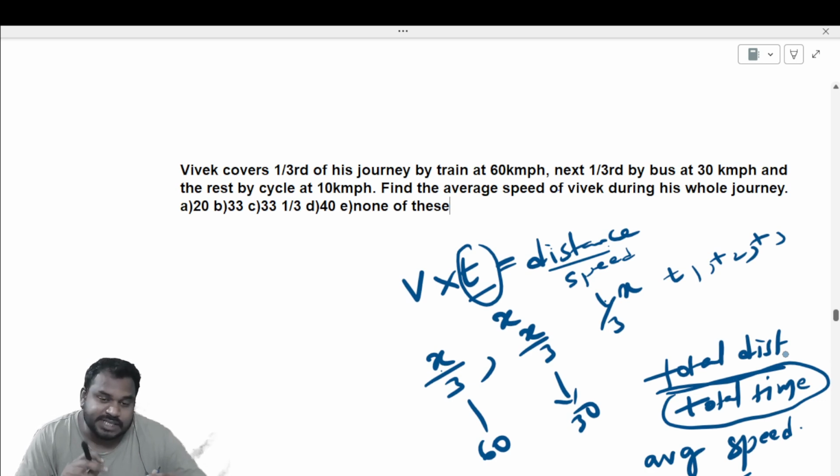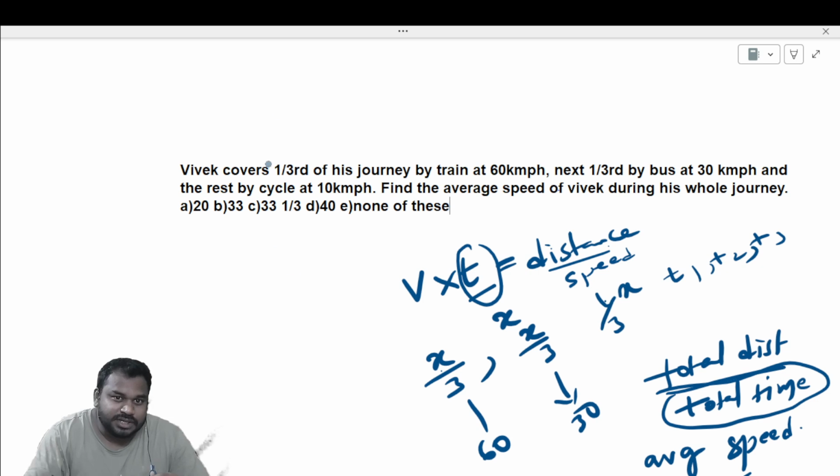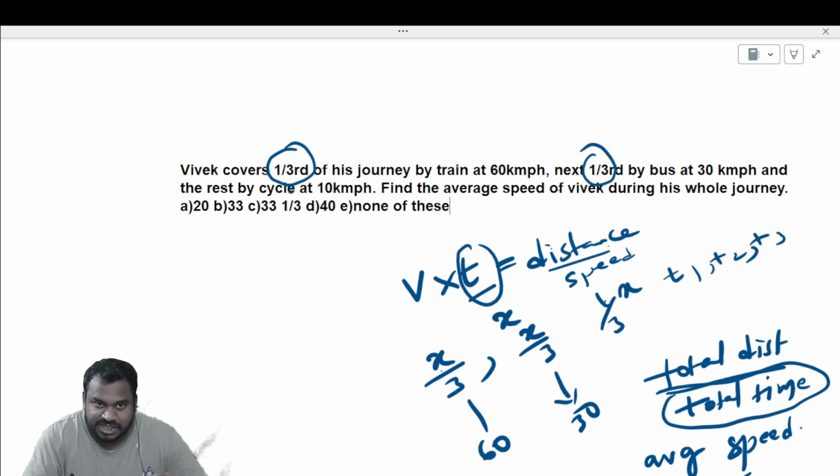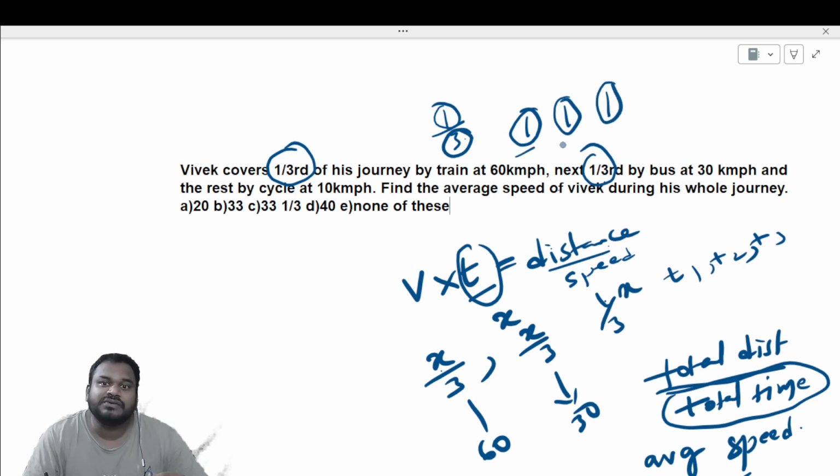If you get this type of question with equal distance covered, why am I saying equal distance? See, one third of the total distance means 3 parts; the denominator is the total parts. Out of total parts, one part is covered at 60 kmph, another at 30 kmph, and the remaining at 10 kmph. So out of 3 parts, this part is at 60, this part is at 30 and this part is 10. So all are equal distances.